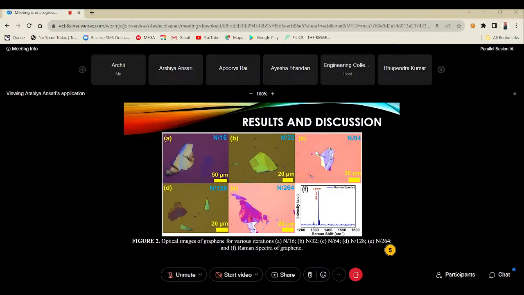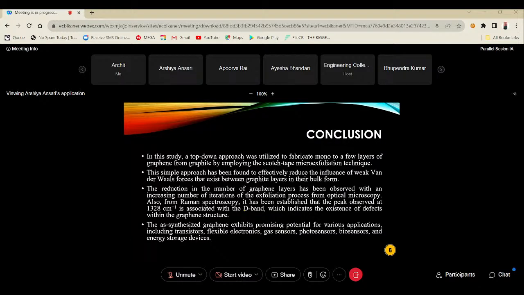We have also done Raman spectroscopy for this layer, and we find that it has a peak at 1328 centimeter inverse, which corresponds to the D band or the defect band. Overall, this is a study where we have used the Scotch tape microexfoliation technique, which is very simple, easy and cost-effective. We have just broken the van der Waals forces that exist between different graphite layers, and we form single or few layers of graphene.